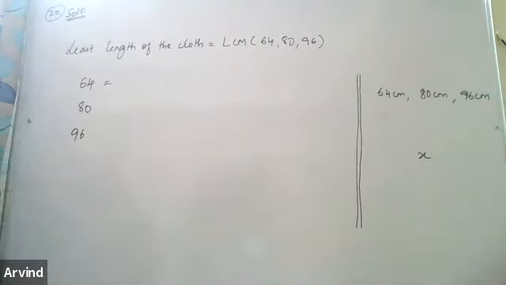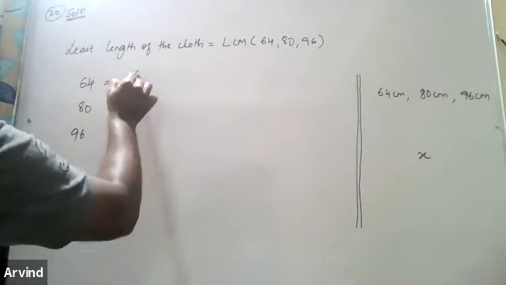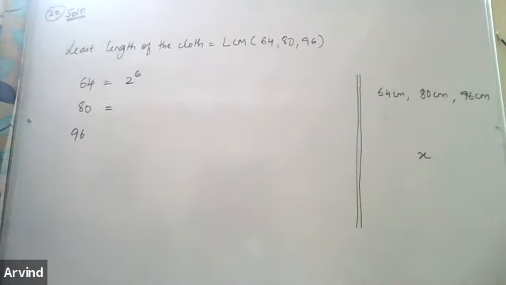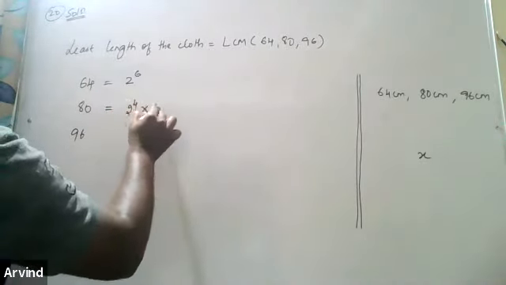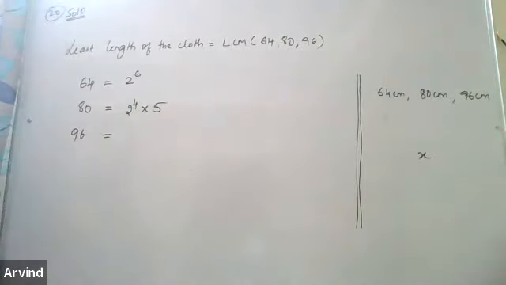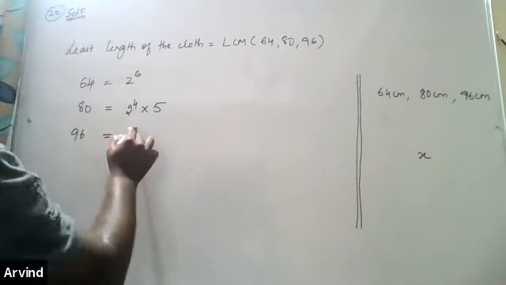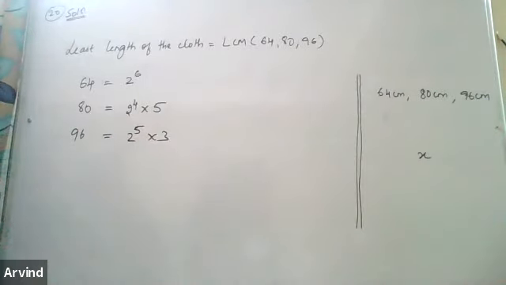64 is 8 8s are 64, right? It is 2 power 6. 80: 8 10s are 80, so 2 power 4, 16 5s, right? 96: 3 32s are 96, so 2 power 5 into 3, if I am not wrong. Yeah, 2 power 5 is 32.